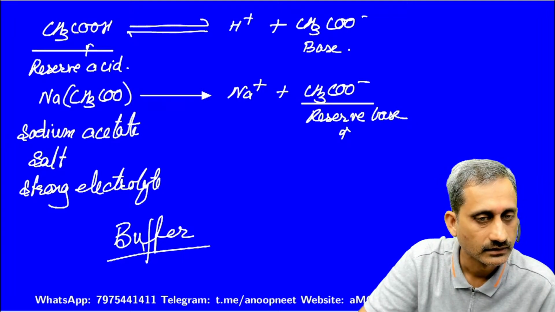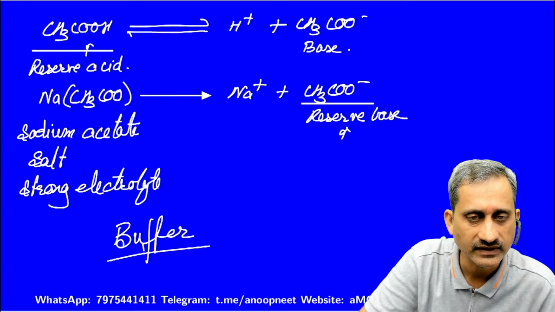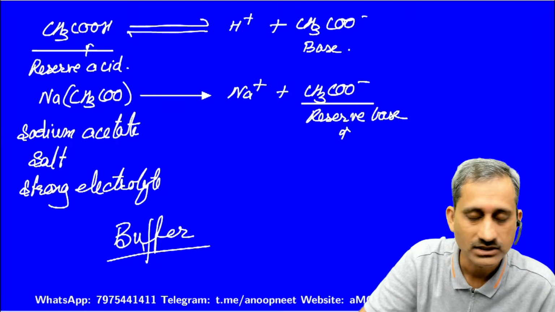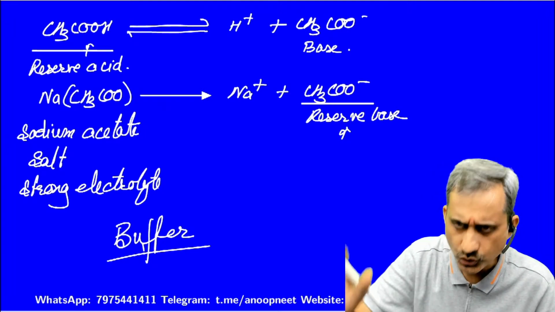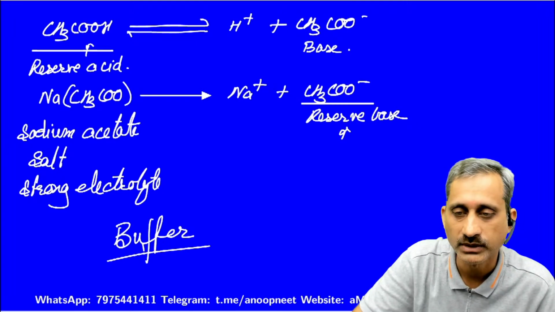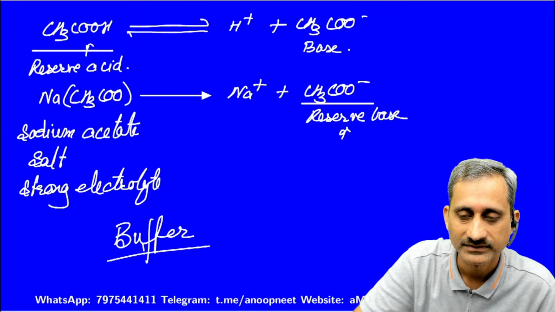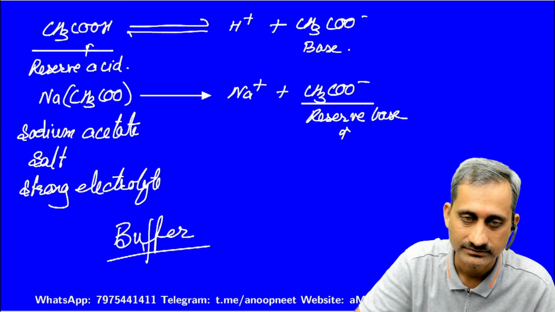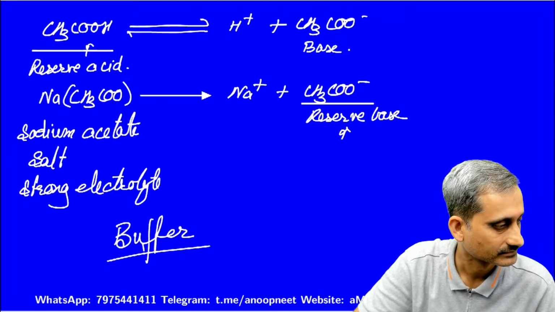Sir, it is common ion effect. I didn't even talk about common ion effect as yet. I'm just telling you that this system has reserve acid and reserve base. Okay? There is no common ion effect at this point, though the common ion effect is going to work here, no doubt. The only thing is buffer action is not because of common ion effect. Buffer action is because of the reserve acid and the base present in the system. Clear?